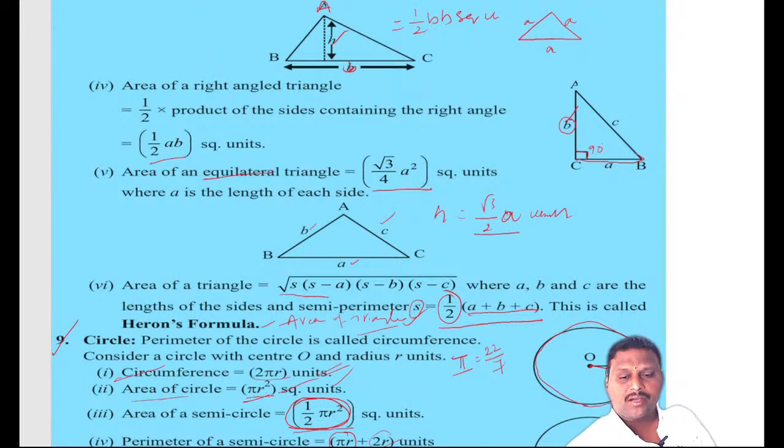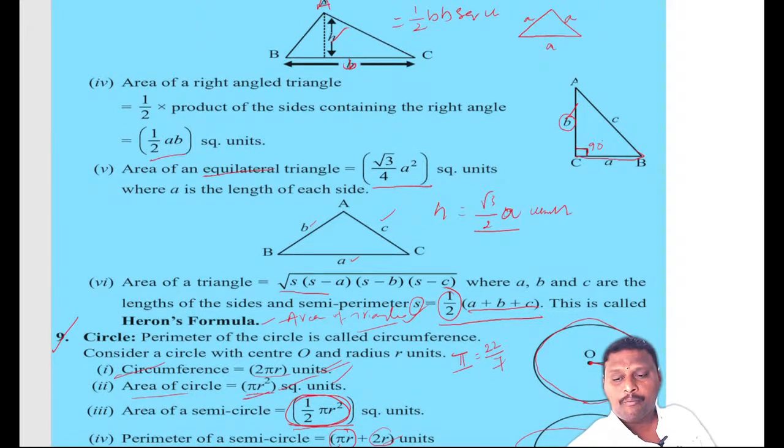Why? Because when we cut it, another boundary has come, that is the diameter. Diameter means 2r. Therefore, pi r plus 2r. Got it? This is all about area and perimeter of the plane figures. This is all about today's class.